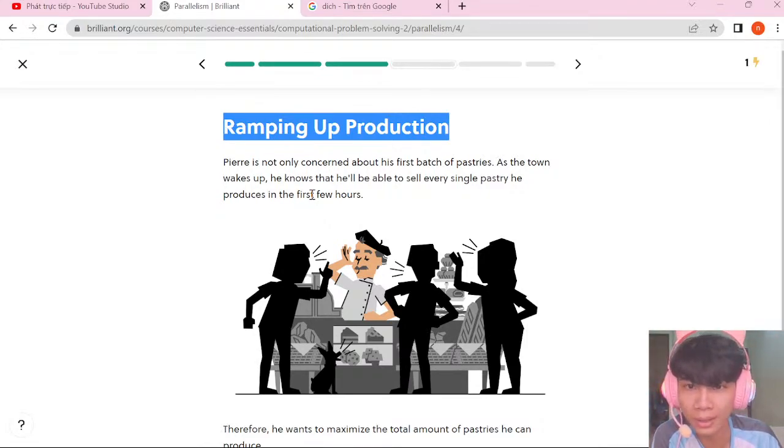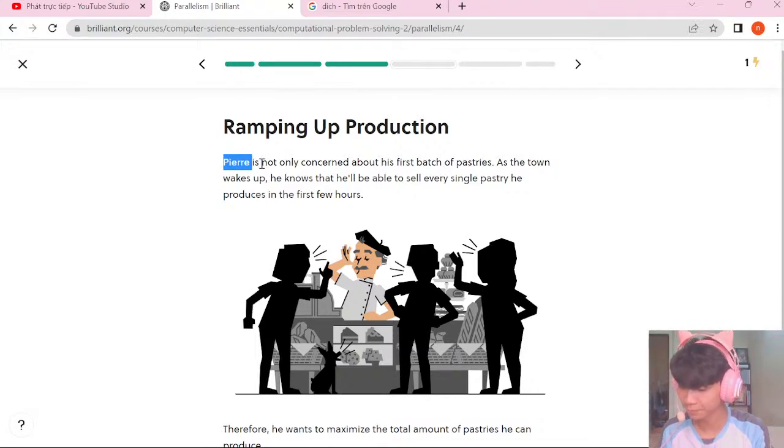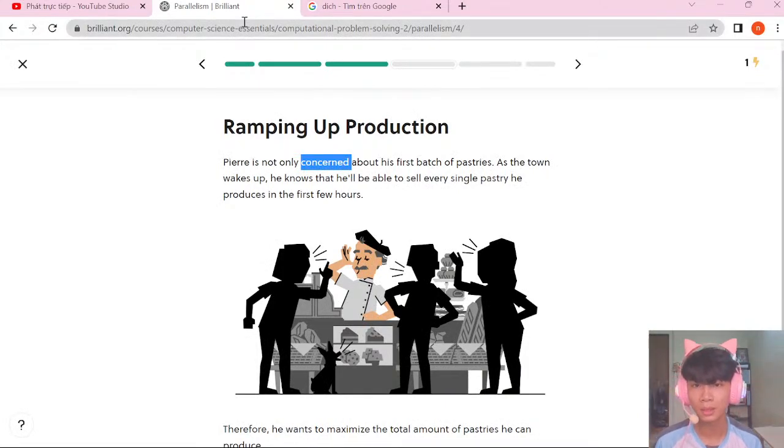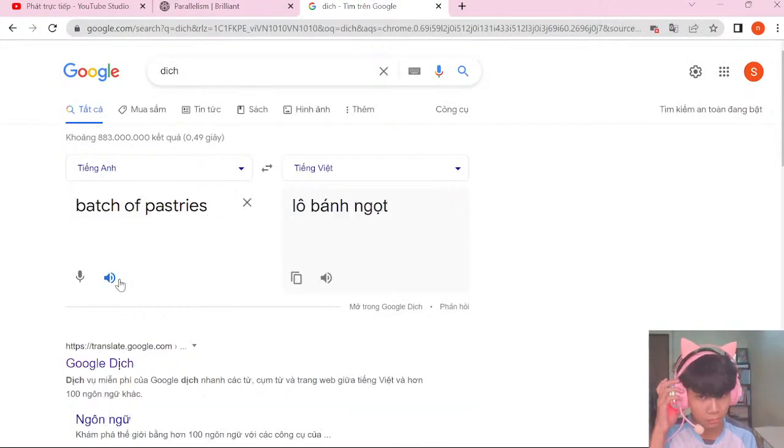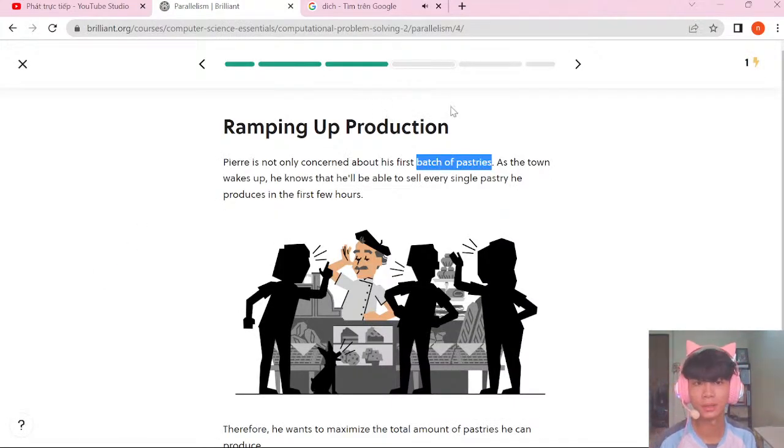Pierre is not only concerned about his first batch of pastries. As the town wakes up, he knows that he'll be able to sell every single pastry he produced in the first few hours.